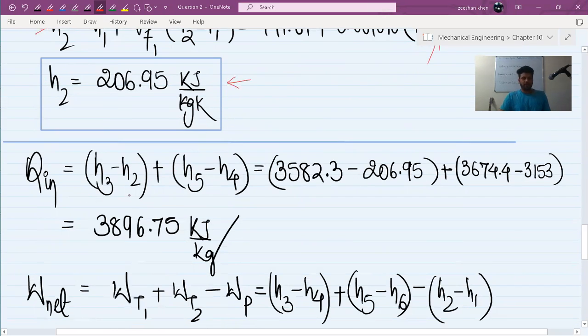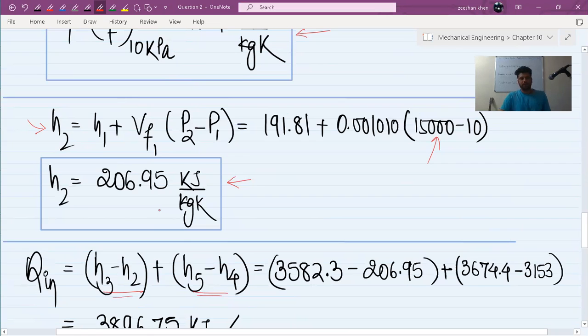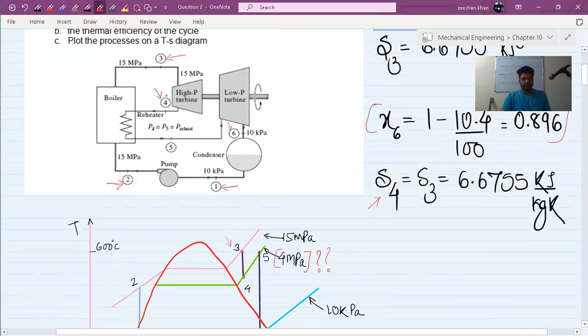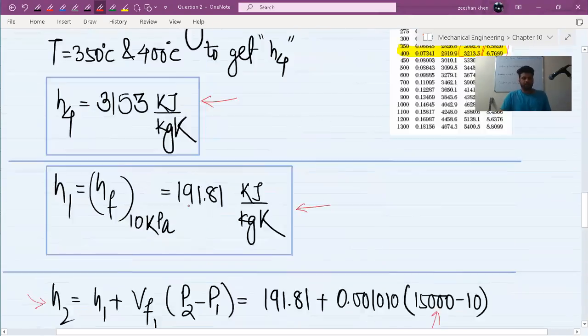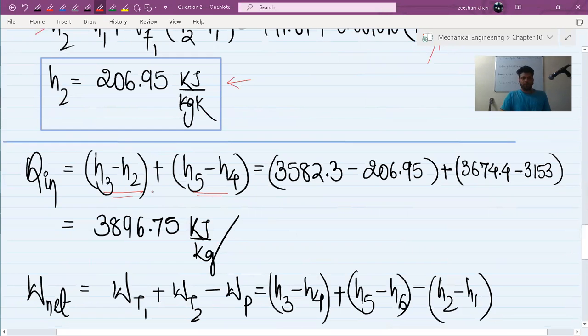Qin is going to be H3 minus H2 plus H5 minus H4. Why are there two quantities of enthalpies being added here? That is because there's a reheat going on, and from state fourth to state fifth, the steam enters the boiler again, and that is why there's an extra amount of heat added. This is Q in extra. So this you need to add here. So that is why the amount of heat is H3 minus H2, the usual, plus H5 minus H4. This is from the reheat part.